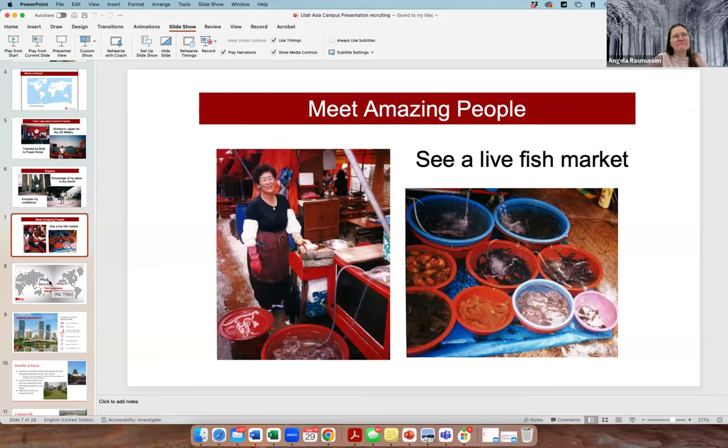And am I wrong? Is this accurate? No, this is pretty accurate. I mean, this is 25 years ago, and they're still doing these live fish markets.